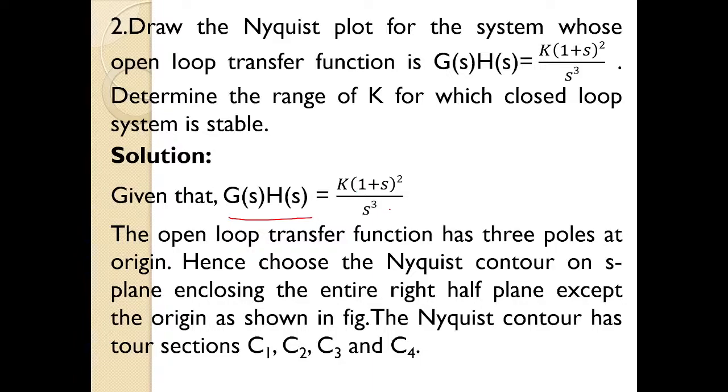Now if you look carefully at the denominator of G(s)H(s), the denominator consists of only s to the power of 3. That means there are three poles lying at the origin of the s plane. Therefore, we already know the Nyquist contour. What is the Nyquist contour?